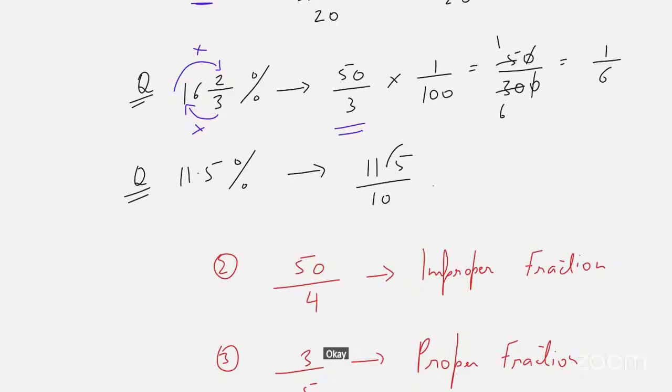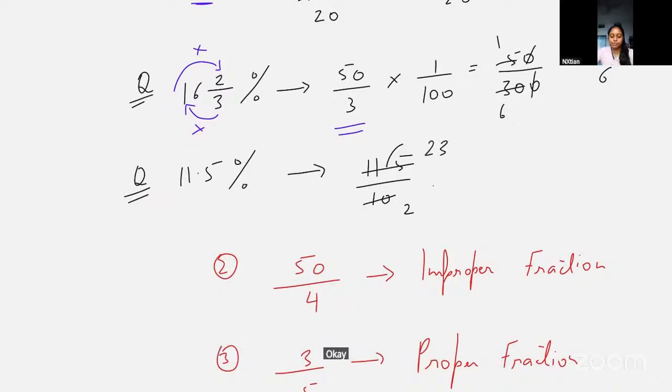Now you will cancel it. We want to cancel 115 upon 10. With 5 we can cancel. 5 into 10, and 115 divided by 5 gives 23. So what I did, I'll just quickly explain again.